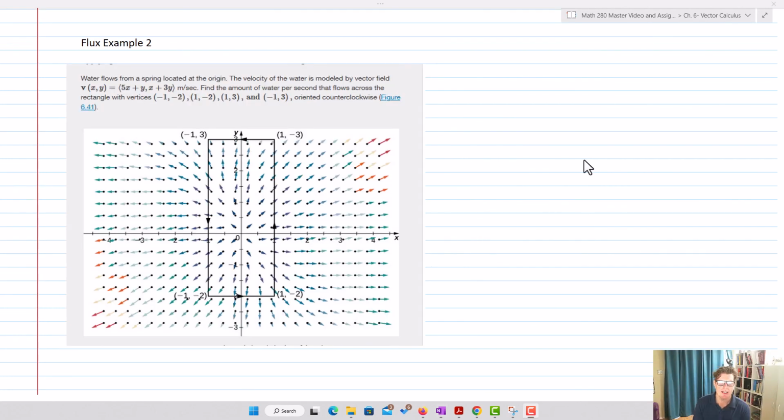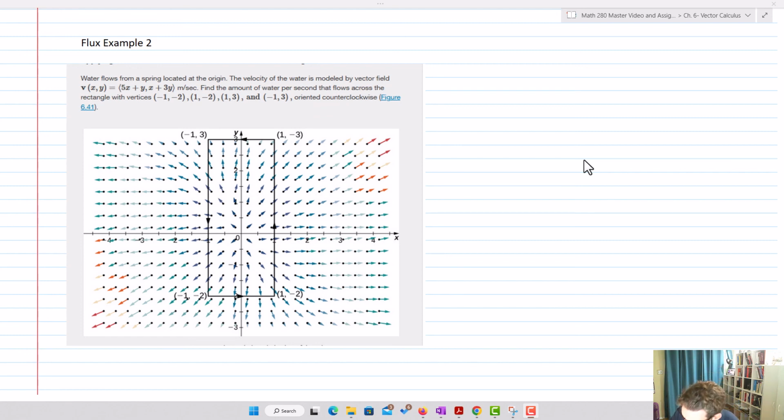So let's take a look at another flux example. Let's look at an application. Let's suppose that water flows from a spring located at the origin, and the velocity of the water is modeled by a vector field v of x, y equaling <5x + y, x + 3y> meters per second. We want to find the amount of water per second that flows across the rectangle with vertices (-1, -2), (1, -2), (1, 3), and (-1, 3).